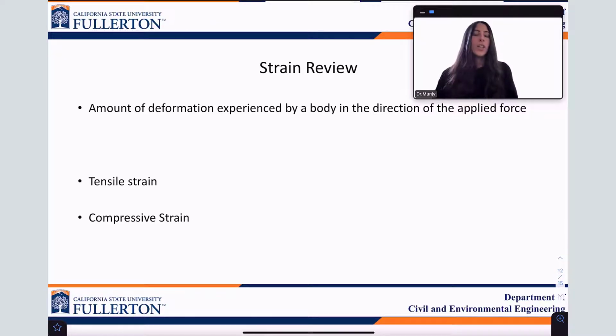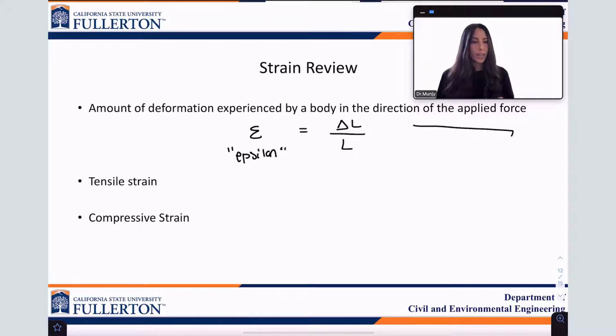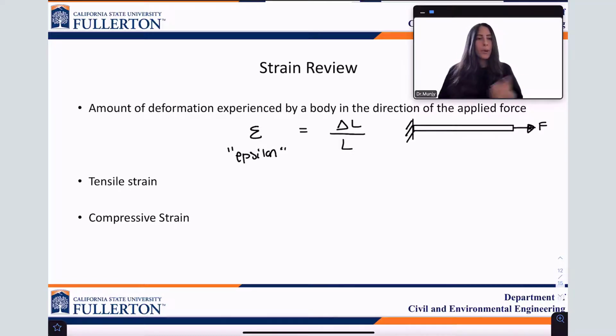Okay, so now let's move on, and we're going to go over strain. We denote strain with this little E-looking Greek letter, which we call epsilon, and that is equal to delta L over L. What is delta L? What is L? Delta L is the change in length of the member, and L is the original length of the member. So I'm going to draw here for you a bar, and let's say it's fixed to a wall that doesn't move, and we pull on this bar with some force F. We could also push on it, but we're pulling, let's say in this case.